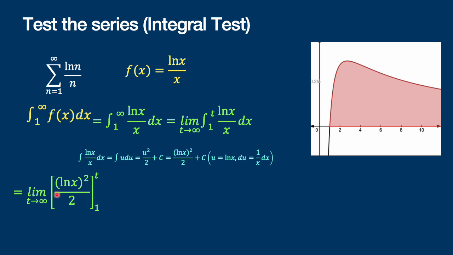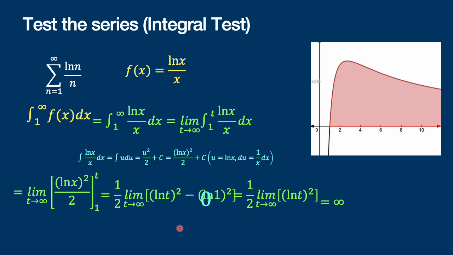Limit as t approaches infinity of ln x squared over 2, from 1 to t. You plug in t first, then you plug in 1. So I'm going to plug in the t. 1/2 outside, ln t squared minus ln 1 squared. ln 1 is 0, so you have ln t squared. As t approaches infinity, ln t goes to infinity. So what are you going to say about this improper integral? It has not converged. That's going to be divergent. So we're going to say this series is going to diverge.